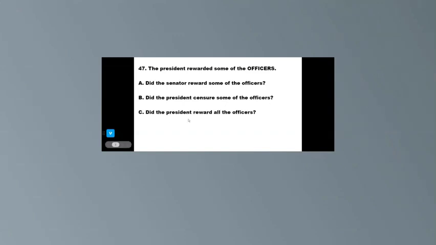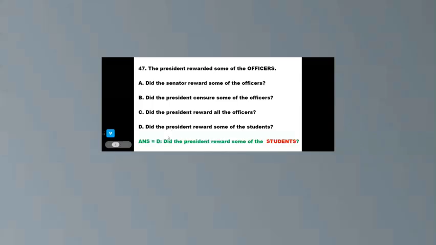Now, question number 47. The president rewarded some of the officers. Stress is on officers. Option A, did the senator reward some of the officers? B, did the president censor some of the officers? C, did the president reward all the officers? D, did the president reward some of the students? Now, the correct answer is D. Did the president reward some of the students?